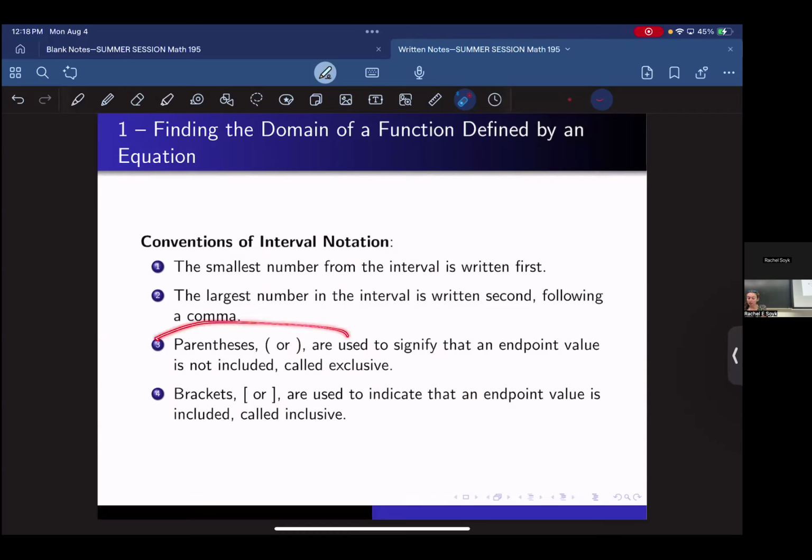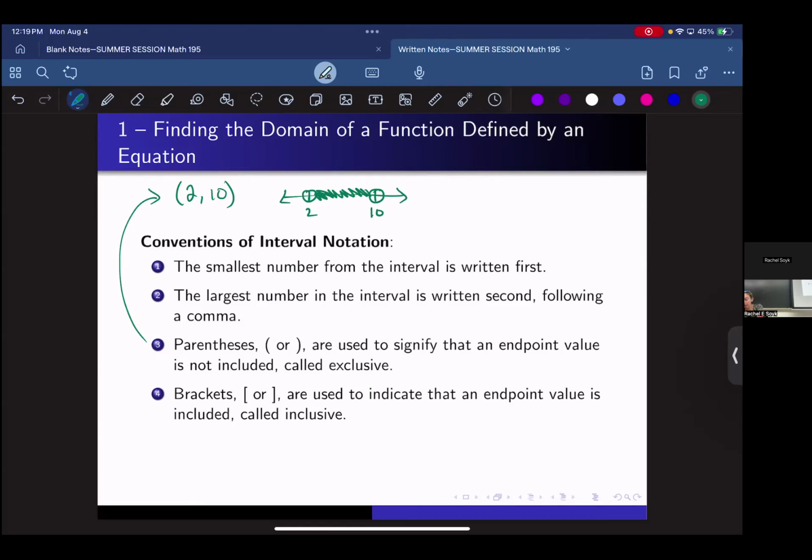The parentheses represent the endpoints not being included. So an example, let's say we had our domain represented as all values from 2 to 10. This on a number line would indicate all values between 2 and 10, but not including 2 and not including 10, including all numbers, whether it's 2.001 or 2.156, all the way up to 9.9998.